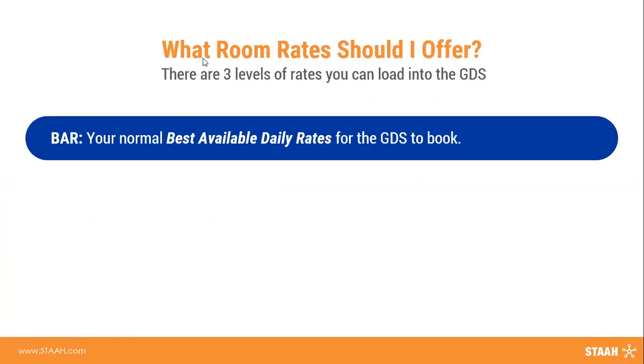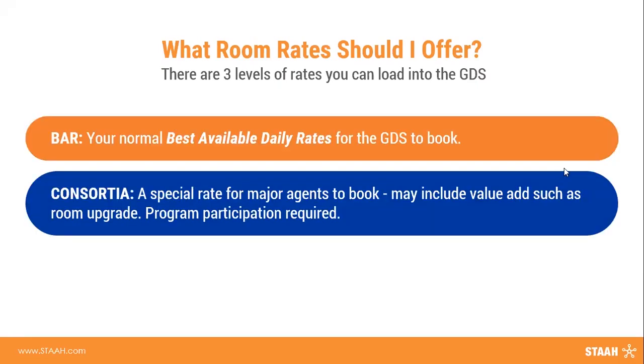You're going to often say, well, I've only got the majority of my rooms at deluxe or deluxe spas. What room rates should you offer? There are 3 levels of rates you can load into the GDS for those rooms you want to list. BAR, or your best available daily rate for the GDS to book. They're the normal public offerings and usually are commissionable at 10%.